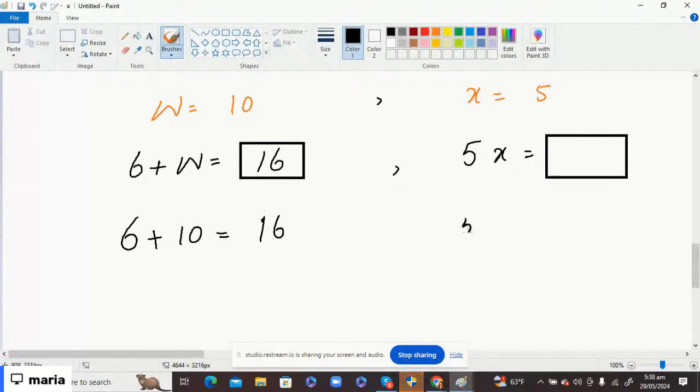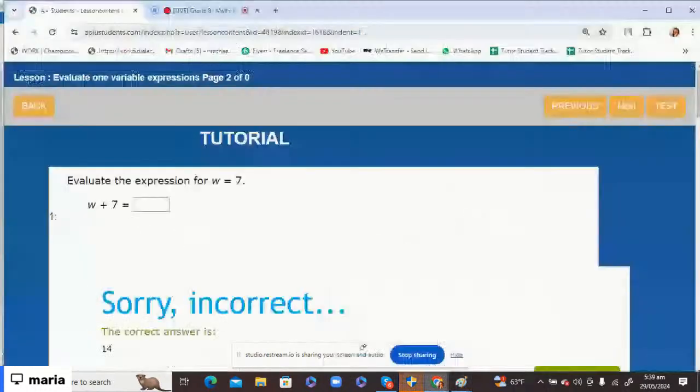In place of x you're putting 5, so 5 times 5 is, it's just a multiplication, so 5 times 5 is 25, so here it's 25. Okay, now let's do some test questions for that.